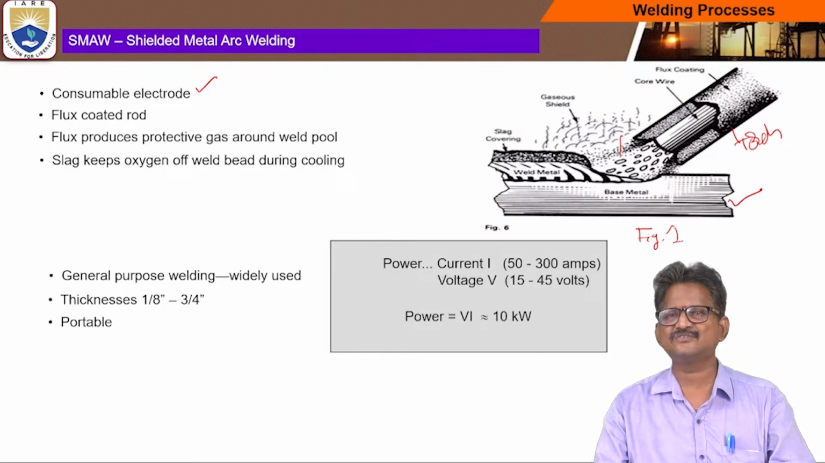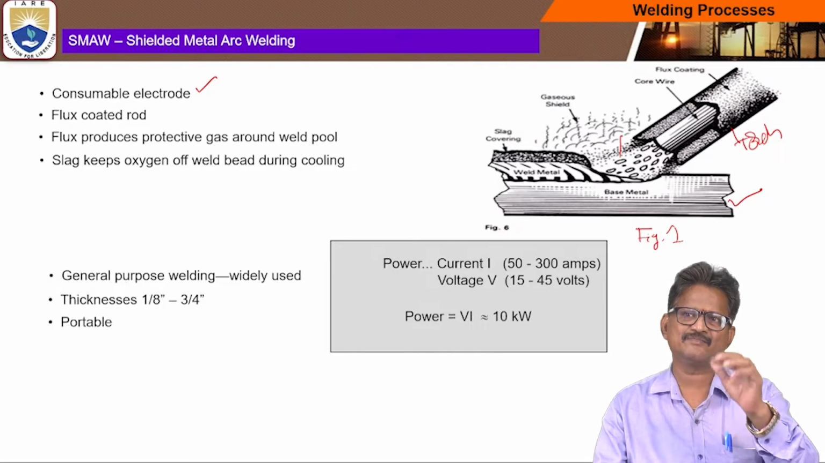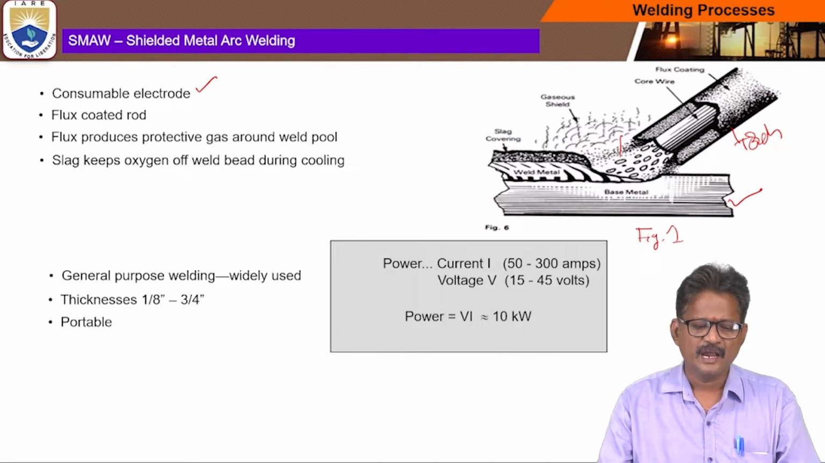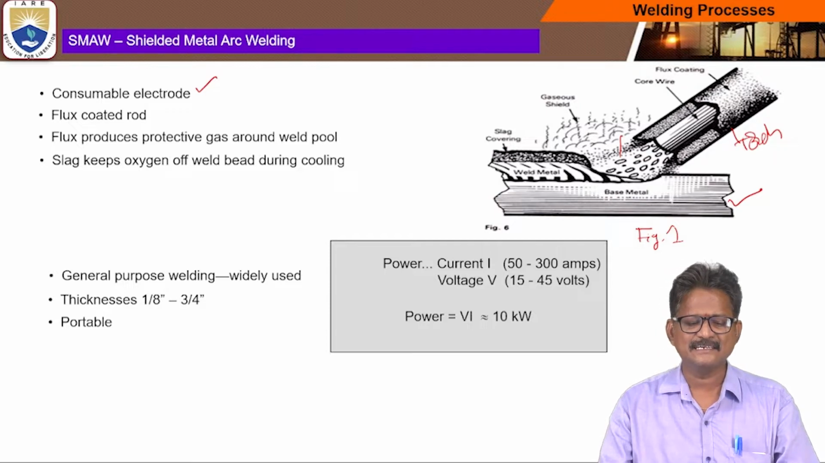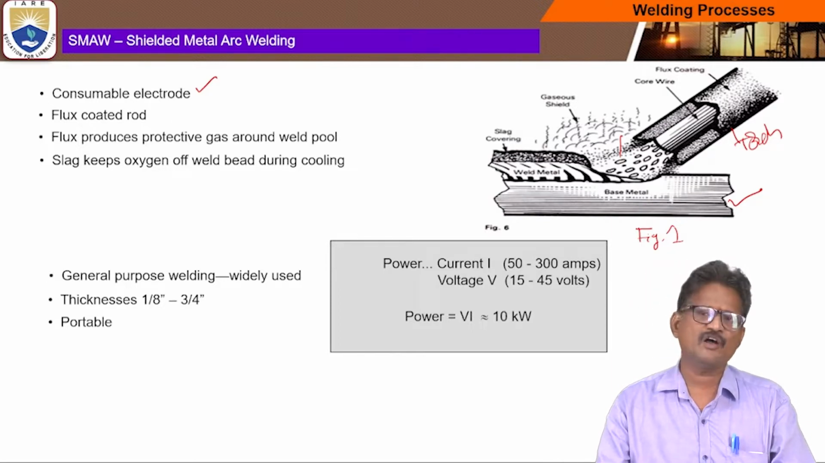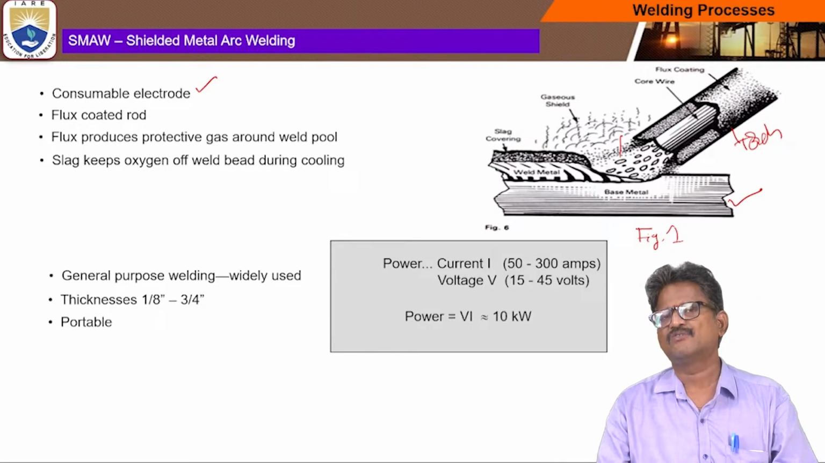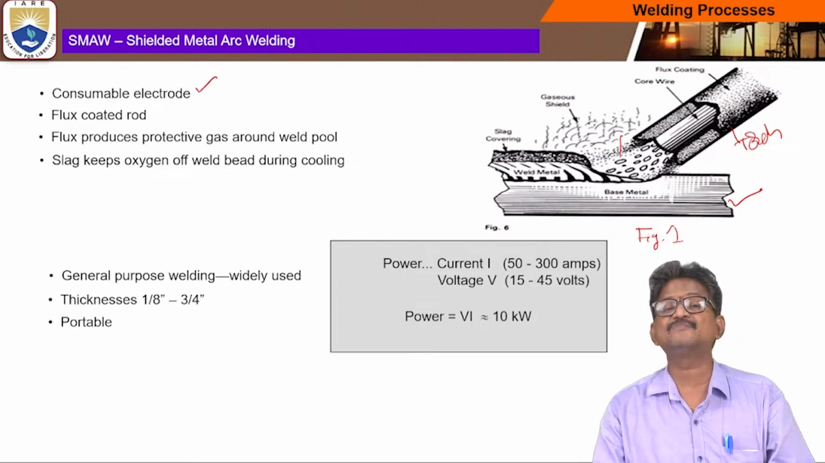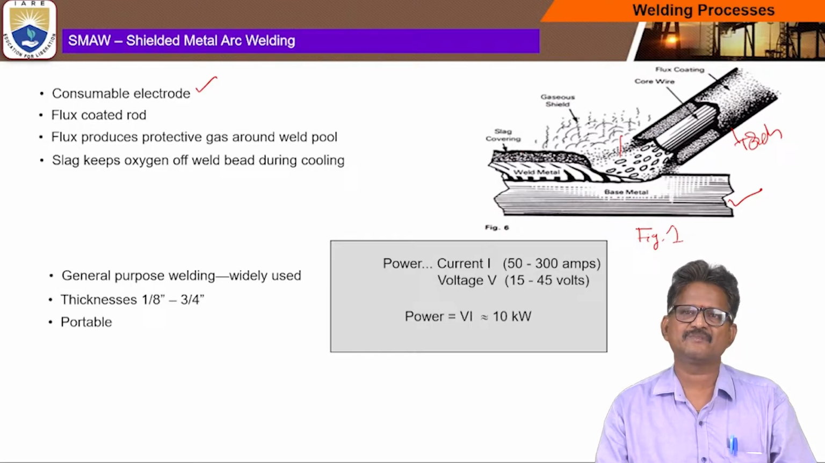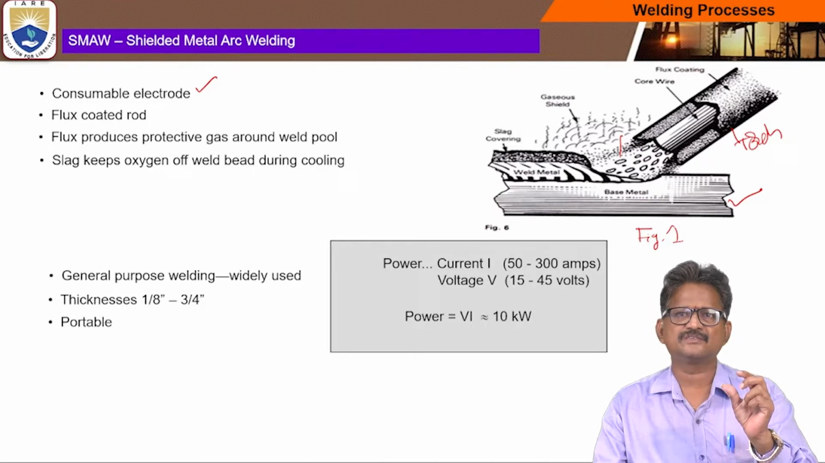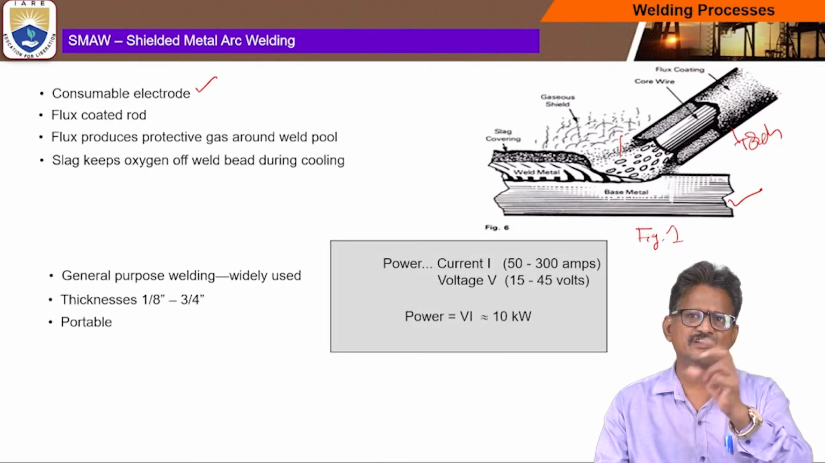Due to that flux, the extra slag will be removed with the help of the chipping hammer. Coming to the slag and oxygen of the weld bead during cooling, whenever we perform this welding, it always needs some cooling. While cooling, some slag will come out above the weld metal, and that can be removed with the help of the chipping hammer. Sometimes the flux is mainly used to produce a protective shield around the weld pool.